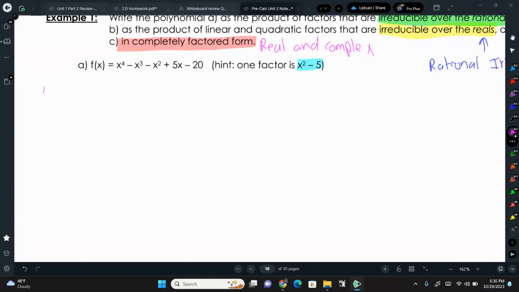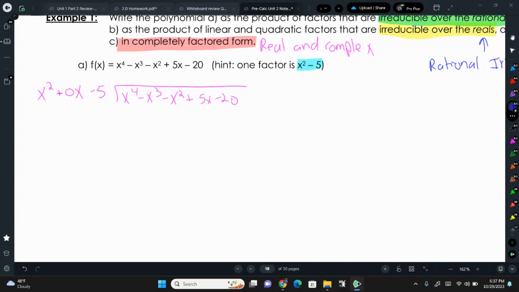So we divide by x squared minus 5, but I'm also going to put plus 0x as a placeholder to make things a little bit easier. And then we have x to the 4th minus x to the 3rd minus x squared plus 5x minus 20. So I'm going to divide this, and I should get a remainder of 0. And then whatever my quotient is up above, I can see if I can factor that or use the quadratic formula, depending on what we are left with.